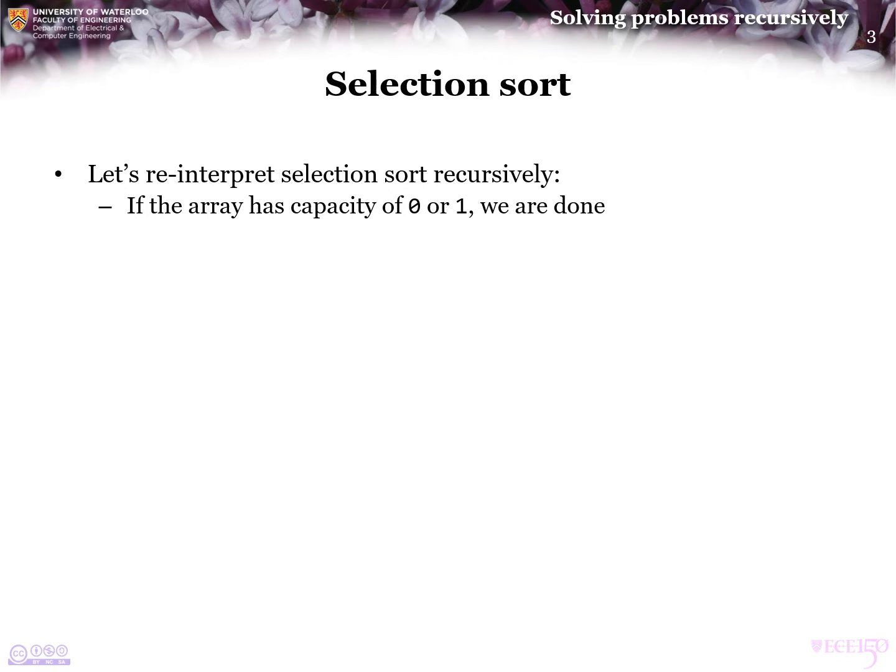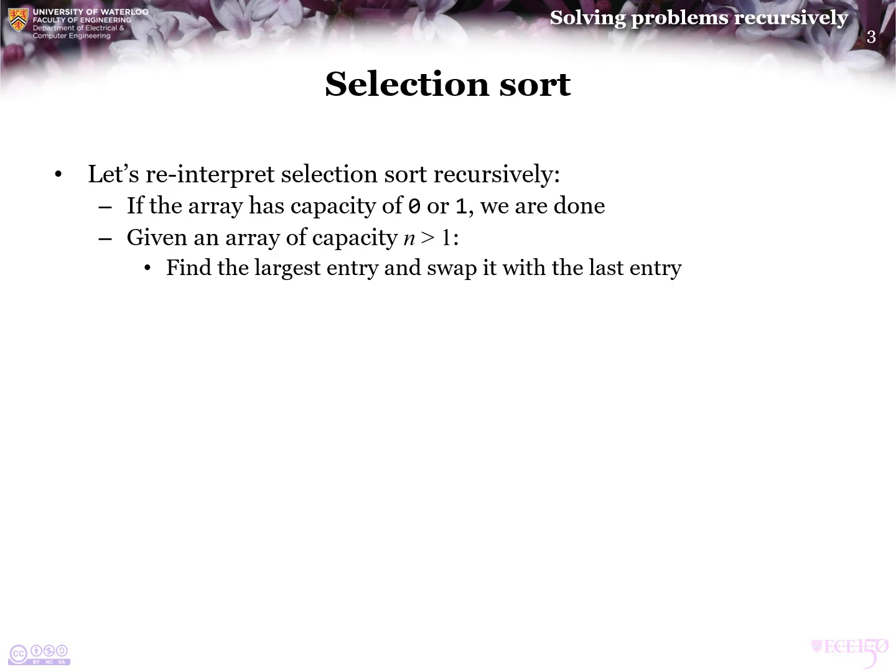So the base case is if the array has a capacity of 0 or 1. In that case, we're done, so we can just return. However, let's say we have an array of capacity n where n is greater than 1. What we're going to do is find the largest entry and swap it with the last entry in the array. Then we can just call selection sort on the first n-1 entries. Well, let's implement this and we'll discuss it.